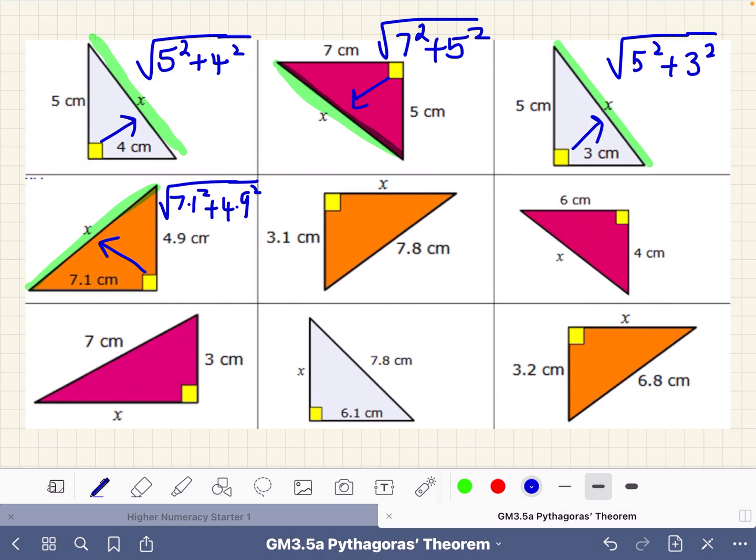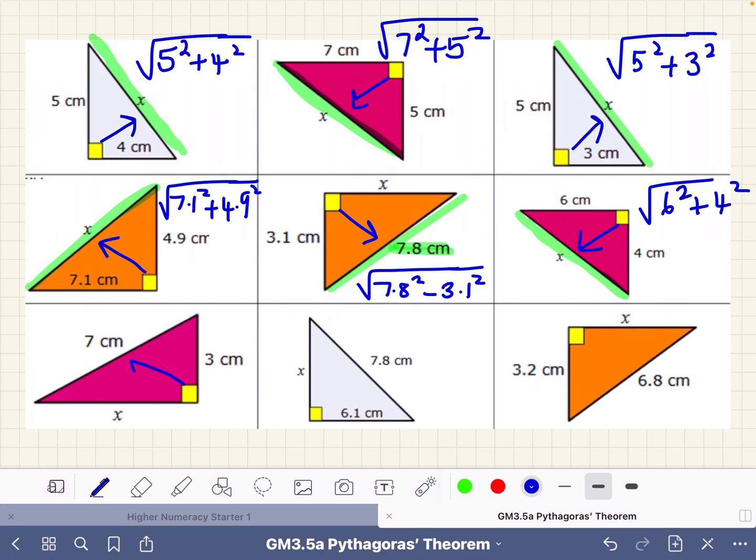Next question, I identify the hypotenuse. This time the value is given to me, which means I need to square 7.8 and subtract 3.1 squared from it. Next question, identify the hypotenuse. This time the value is x, which means I need to find the hypotenuse. I do that by squaring 6 and adding 4 squared to it.